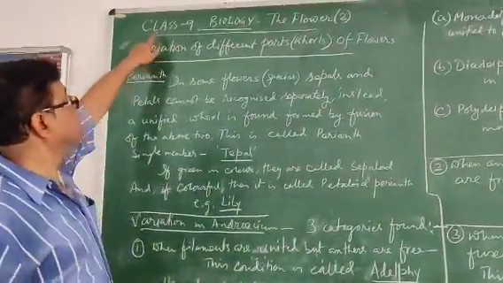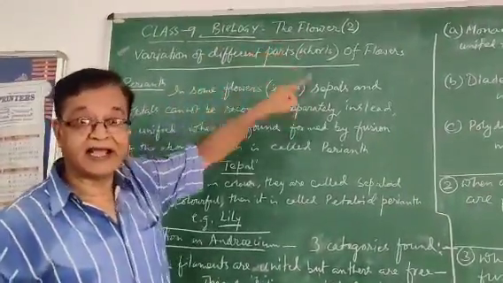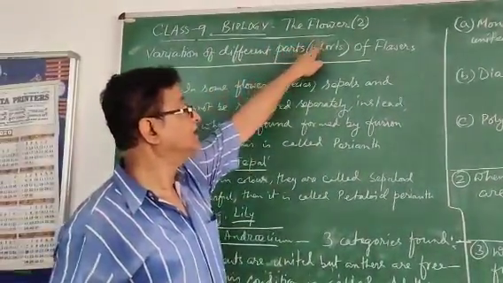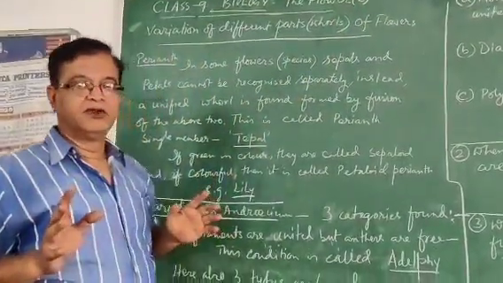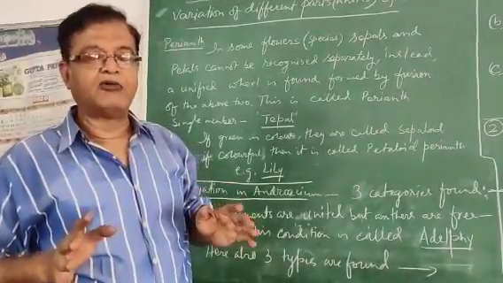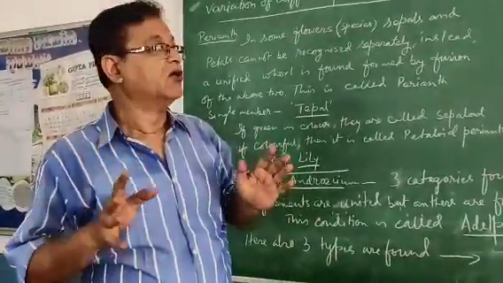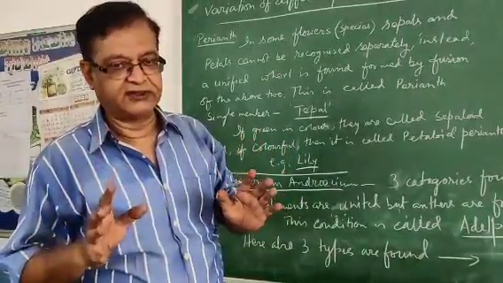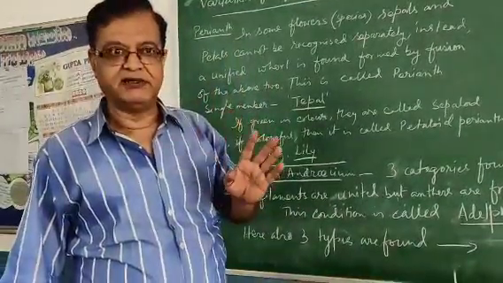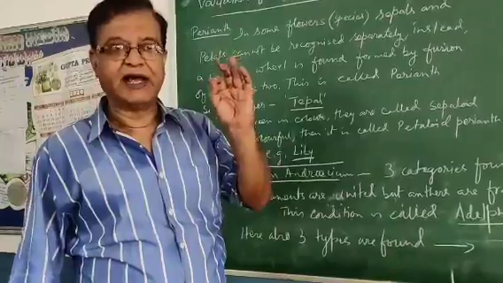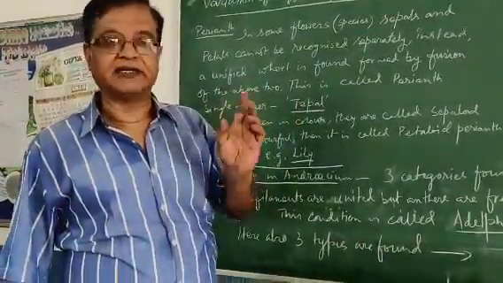Here it is written class 9 biology, and the chapter is the same as the previous video, the flower, part 2. In this video I will tell you more about the variations of the essential whorls of the flower. In the previous video you have seen the variations of ovary, like monocarpellary, bicarpellary, polycarpellary, etc. Today I am going to tell you some other modifications.